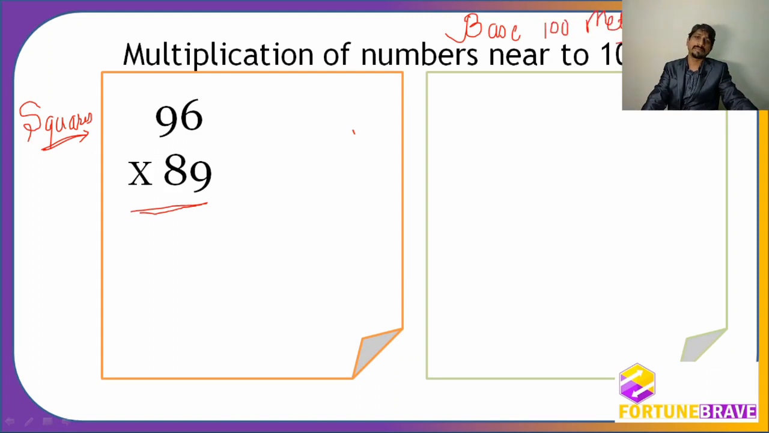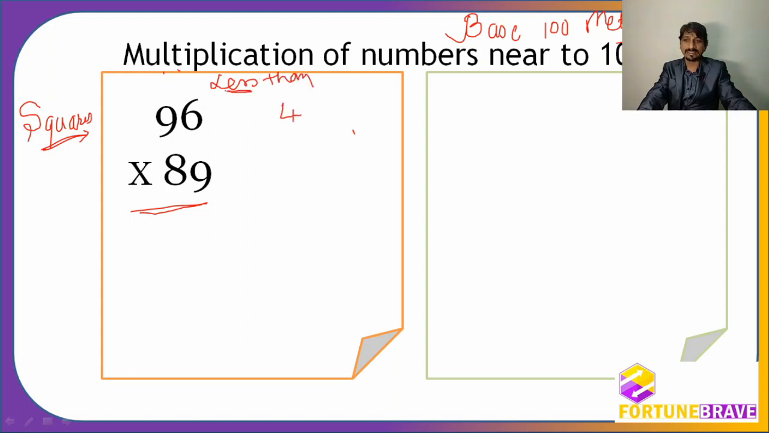This is coming from Vedic maths, so the base 100 method. Now what we'll do here, please try to understand. We'll take this number and find out how much it is less than or more than 100. This is less than, right? How much less than is my 4.